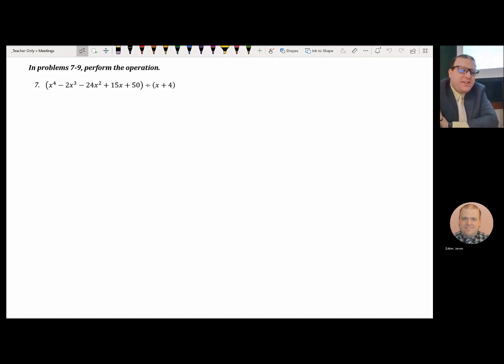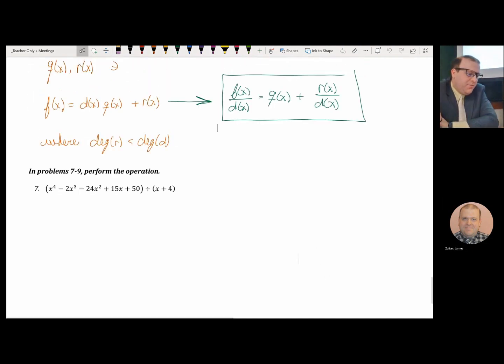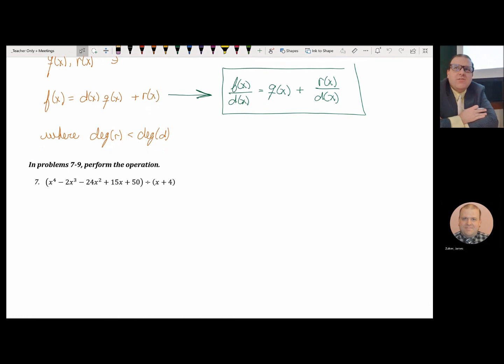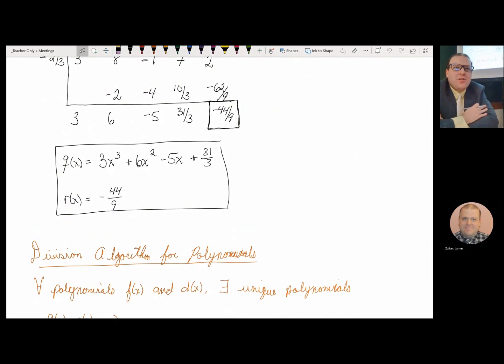We have to write our answer, since it says perform the operation, in that green form. Right, so we still have to find quotient and remainder, but then we have to write it as Q of X plus R of X over D of X. That's the only difference. So instead of writing our answer the way we have it of just Q equals and R equals, it's no different, just a different form.